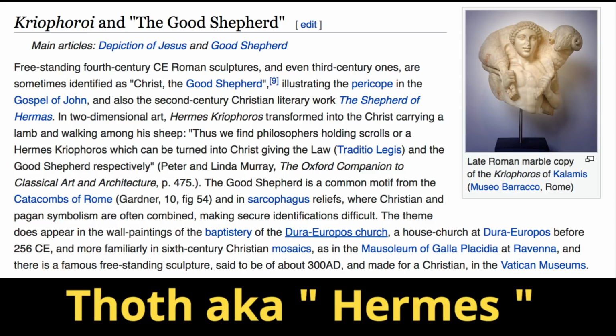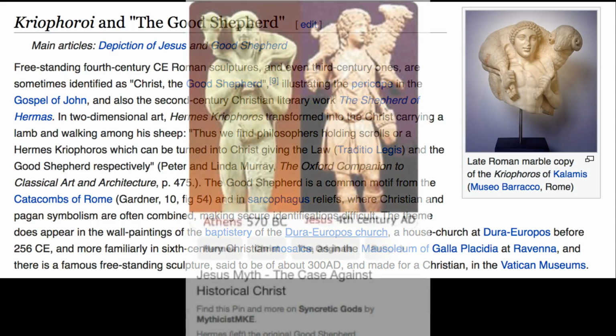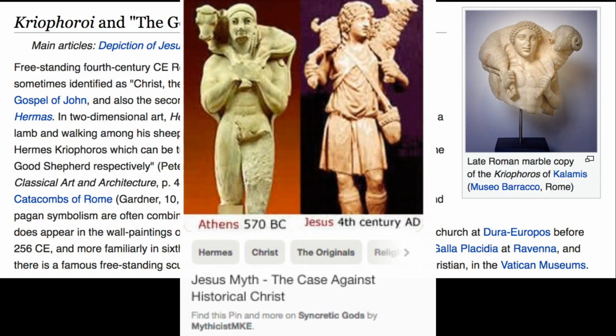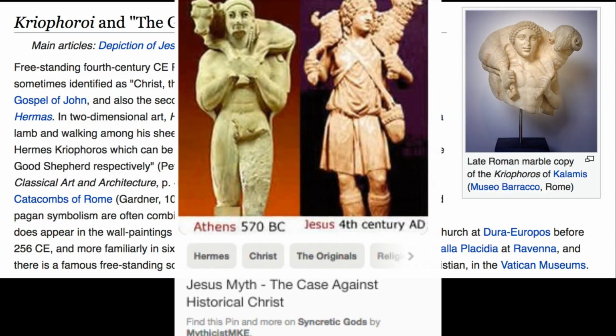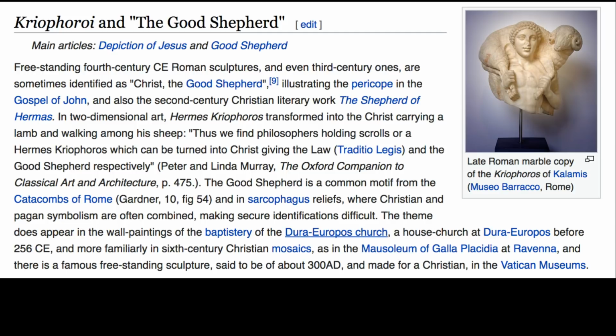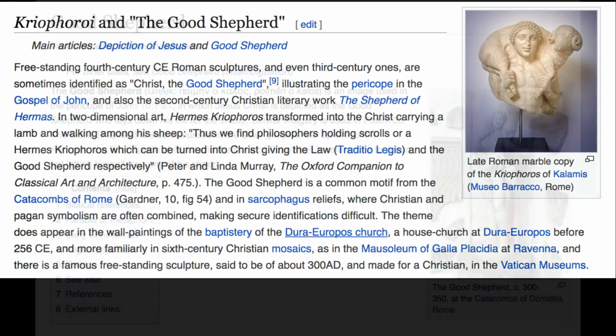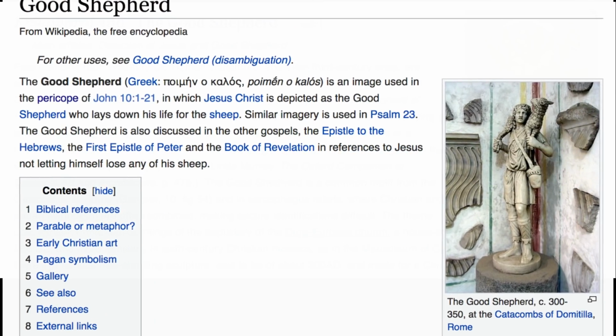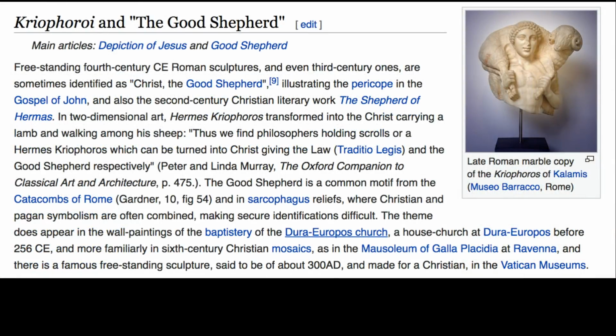The Good Shepherd is a common motif from the catacombs of Rome, Gardner 10, figure 54, and in sarcophagus reliefs where Christian and pagan symbolism are often combined. Again, let's read that again. The Good Shepherd is a common motif from the catacombs of Rome, and in sarcophagus reliefs where Christian and pagan symbolisms are often combined. Okay, this is what we started to see at the end of the first video. We're going to continue with this. We're going to see how this expands and creates all the other religions and all the other mystery schools, whatever they call them, whatever I want to call them, making secure identifications difficult. You hear that? Making secure identifications difficult.